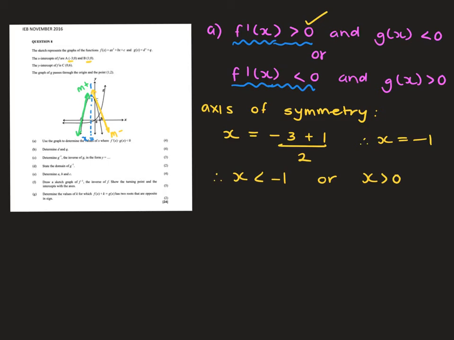Cool, so I think that was actually quite an easy 4-mark question. Let's move on to B. In B, we're going to determine the equation of this exponential function.